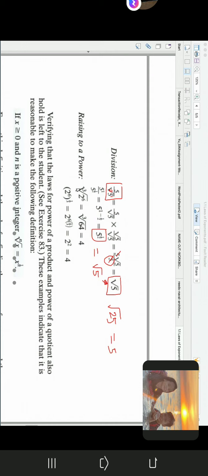Okay, this one, a cube root of 2 to the power of 6, which is equal to cube root of 64. When you simplify, 2 to the power of 6 is 64, right? And then when you extract the cube root of 64, that is 4. Cube root is 4 times 4 times 4. You can factor it. So your cube root of 64 is 4.